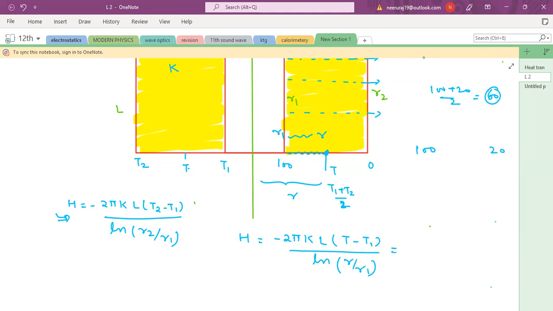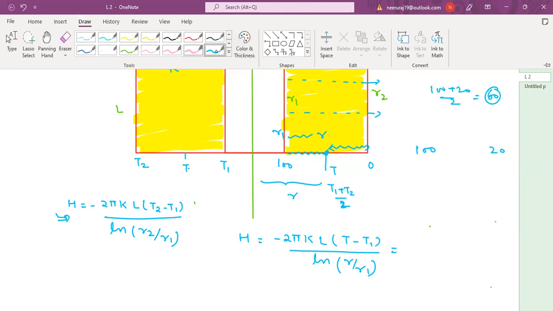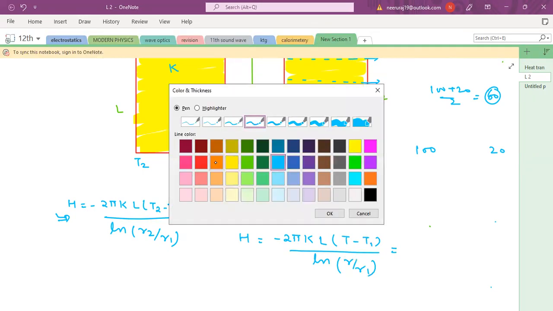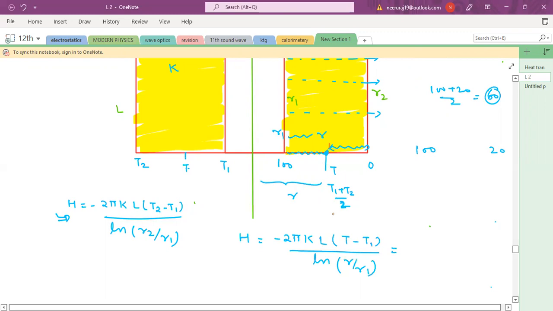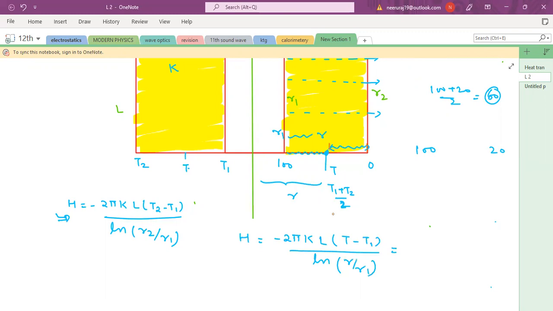And now if I want to write the heat current in the second part, from here to here, then again you can write that this is also the same cylinder. You write here minus 2 pi KL, this side temperature is T2, this side temperature is T2 minus T1. Okay, T1 is wrongly written; this is T.